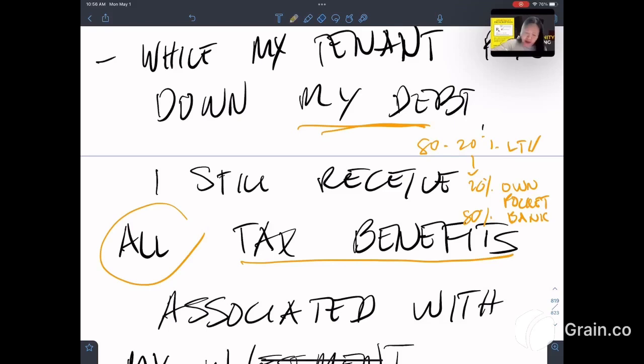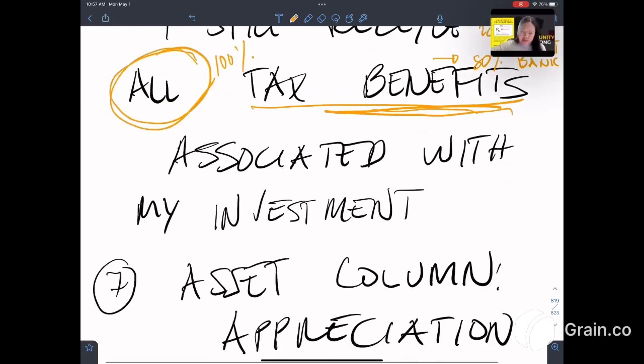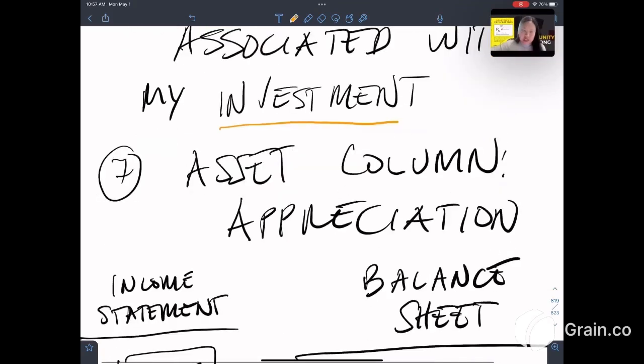Even though the bank contributed 80% of the money, I get 100% of the tax benefit, including the depreciation, the amortization, all the things that I discussed earlier. I get all the tax benefit associated with my investment.